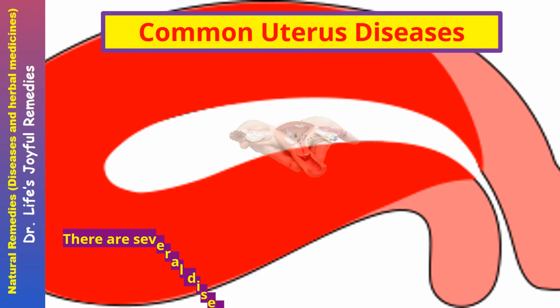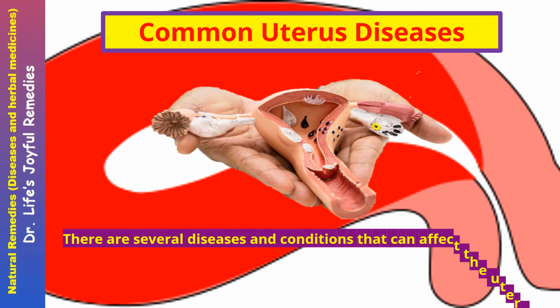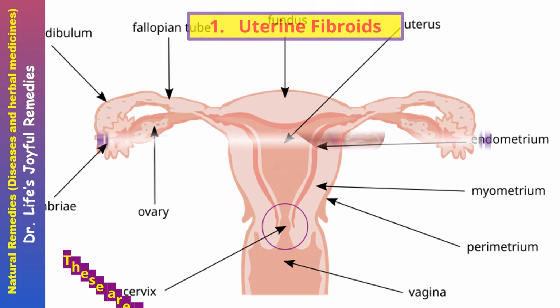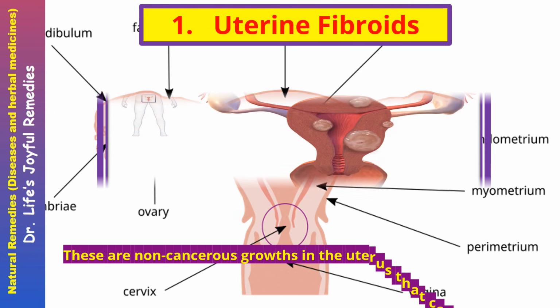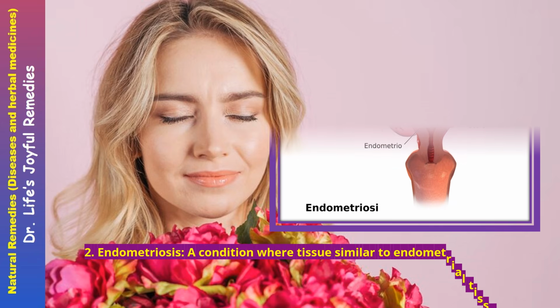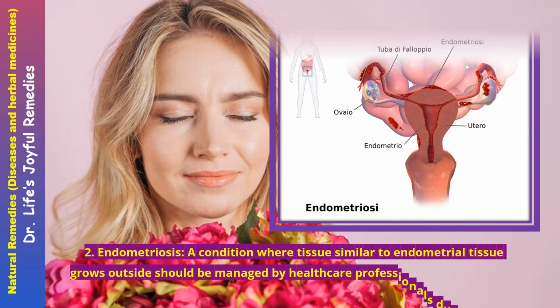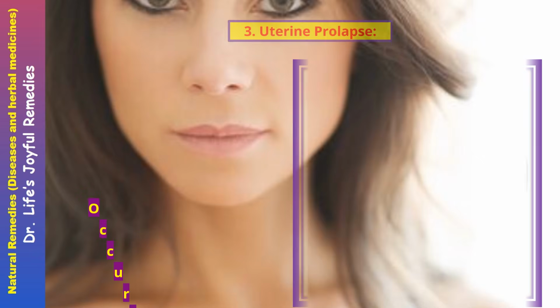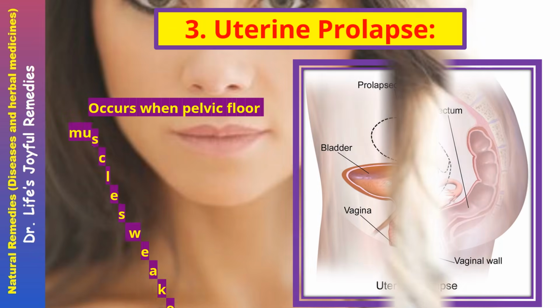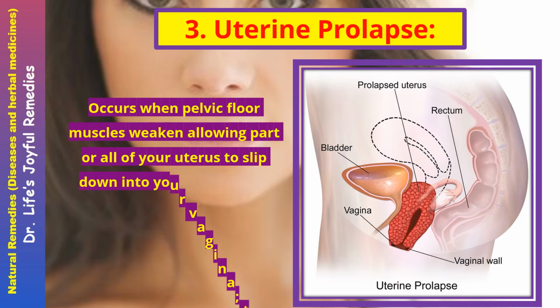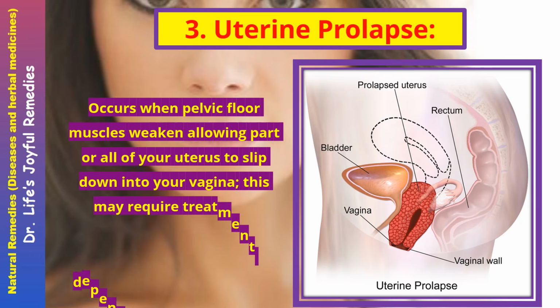Common uterus diseases. There are several diseases and conditions that can affect the uterus. Let's go over a few of the most common ones. 1. Uterine fibroids. These are non-cancerous growths in the uterus that can cause heavy bleeding, pain, and pressure symptoms. 2. Endometriosis. A condition where tissue similar to endometrial tissue grows outside the uterus and should be managed by healthcare professionals due to painful symptoms. 3. Uterine prolapse. Occurs when pelvic floor muscles weaken, allowing part or all of your uterus to slip down into your vagina. This may require treatment depending on severity levels.